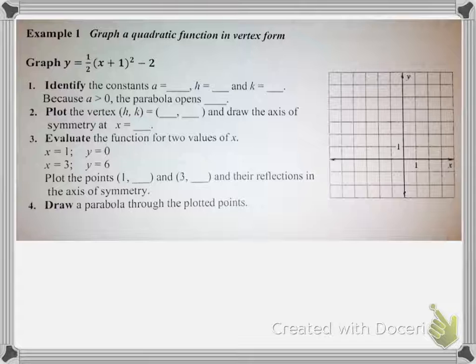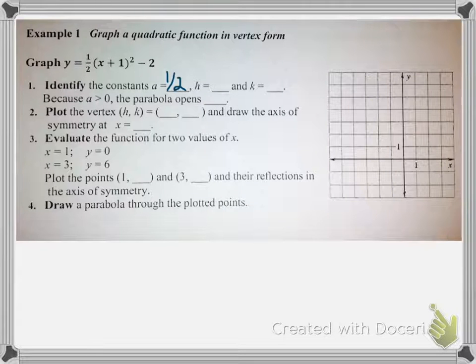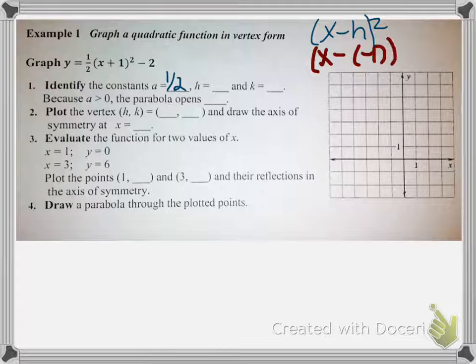This is the first example we have. We have to identify a, h, and k. My a would be 1/2. My h, once again, because it's x minus h squared, it would be x minus a negative 1, so it can become a positive 1. So my h is actually a negative 1, and my k is a negative 2. So if you see a plus, it's a minus. If you see a minus, it's a plus.